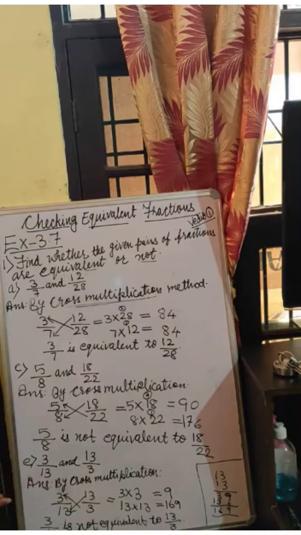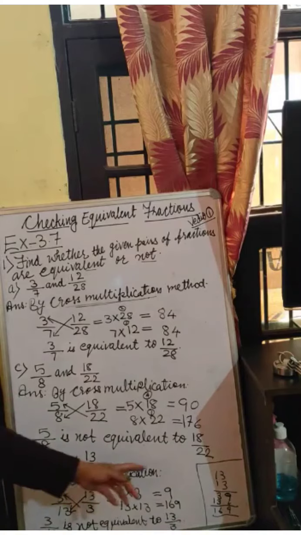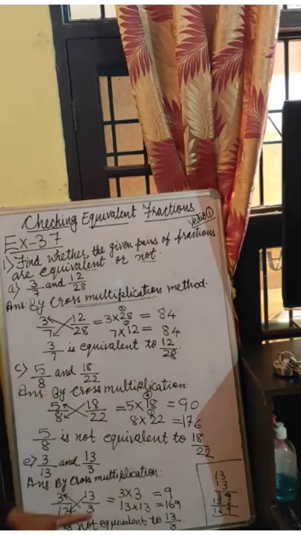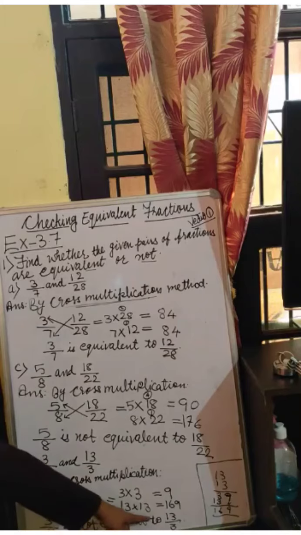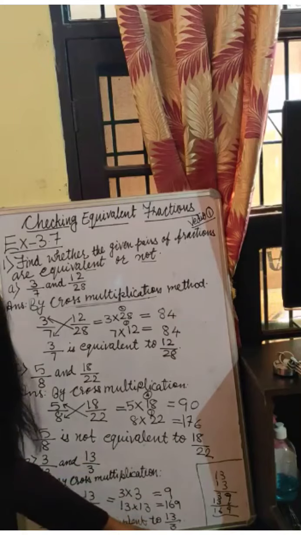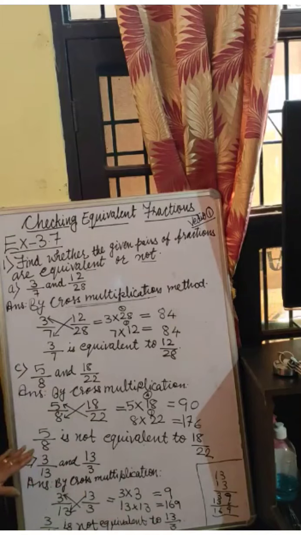So, both are not equal. So, if the product is not equal, you can say the given pair of fractions are not equal. So, you will write here 3 upon 13 is not equal to 13 upon 3. So, this way you will do the remaining, you will do homework. Okay, children?